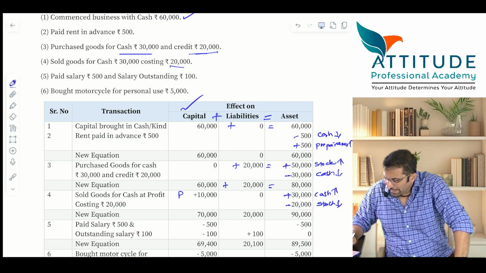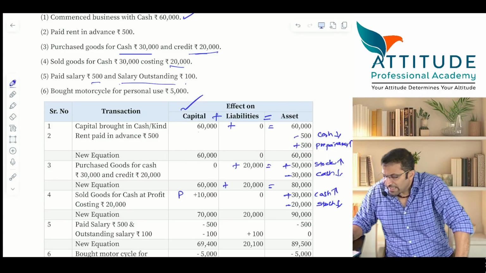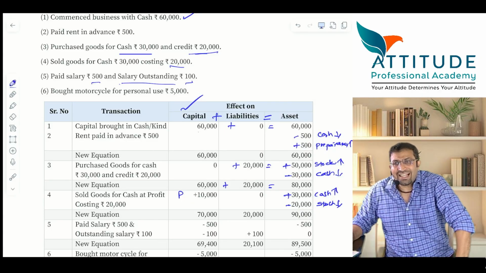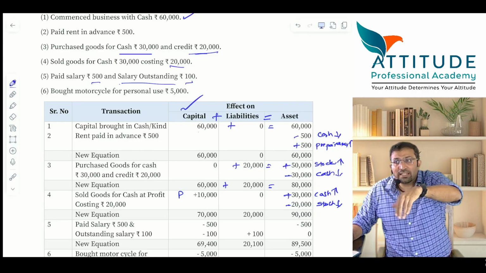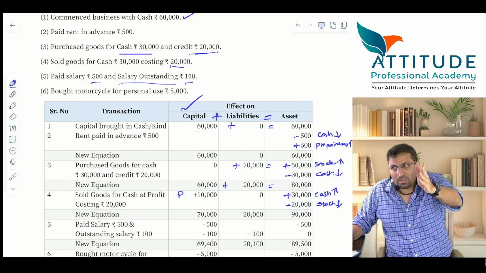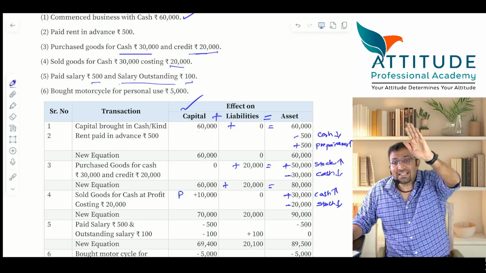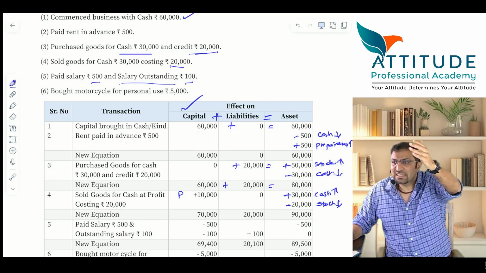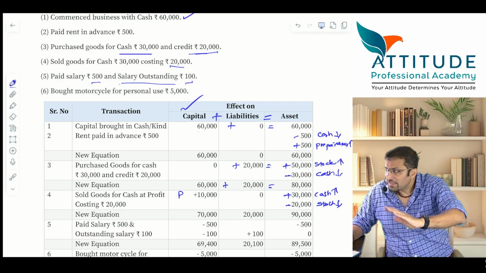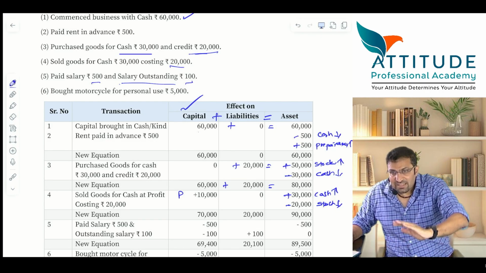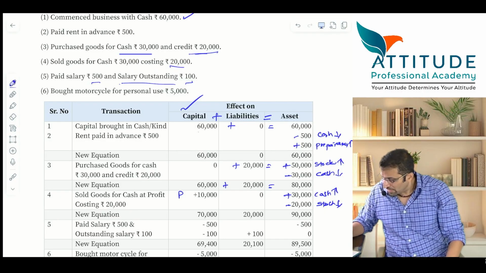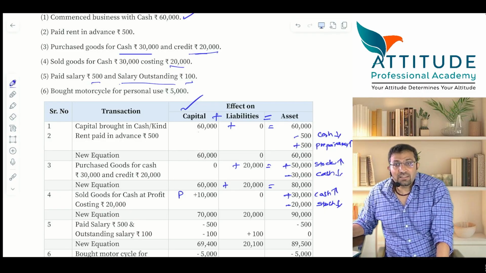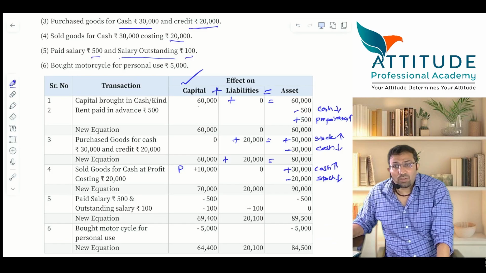Okay, next. Paid salary, rupees how much? 500 and salary outstanding is rupees how much? 100. So, total expenses are 600. I repeat. More the expenses, lesser the profits. Lesser the profits, lesser the capital. So, capital reduces. Is that clear? If expenses are more. Clear?